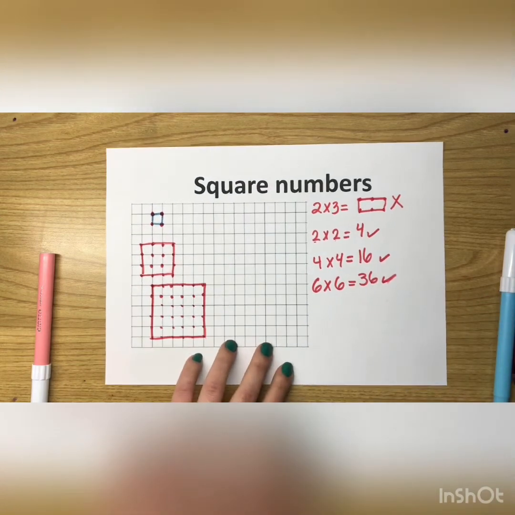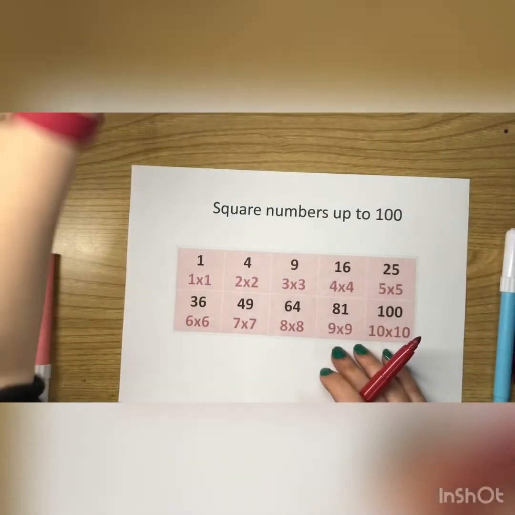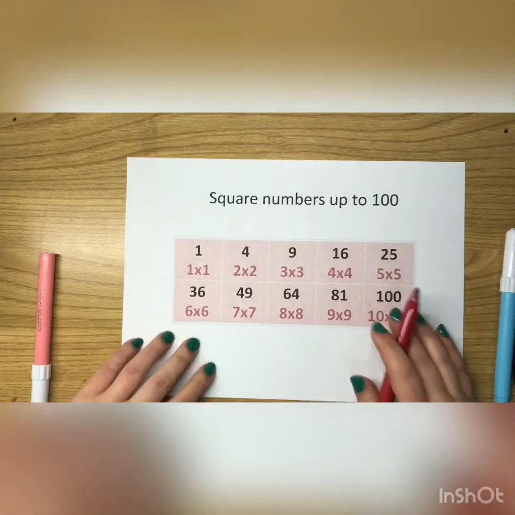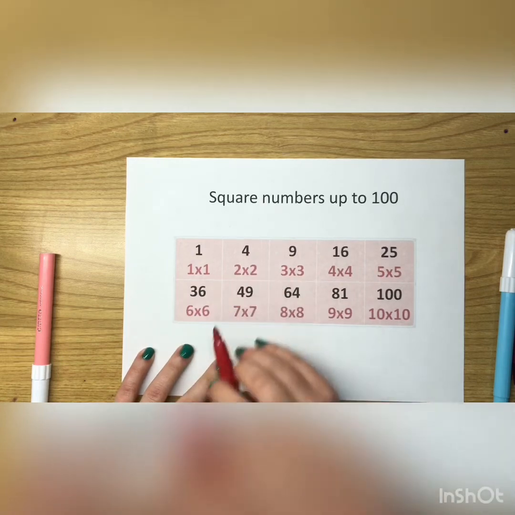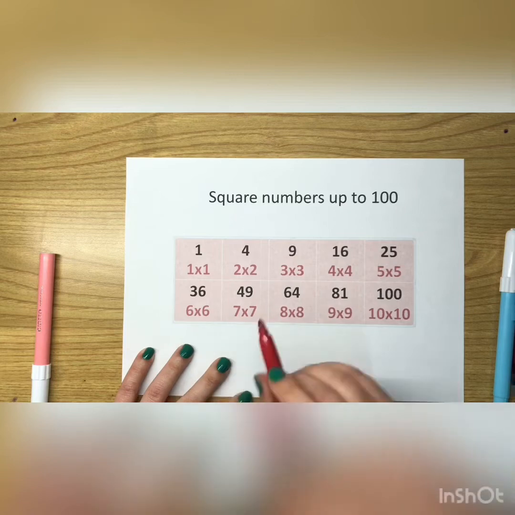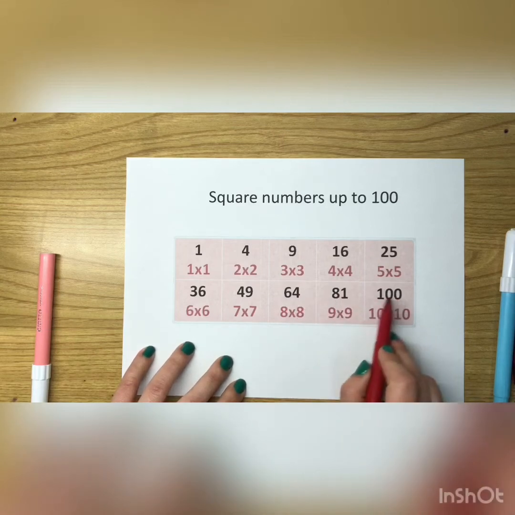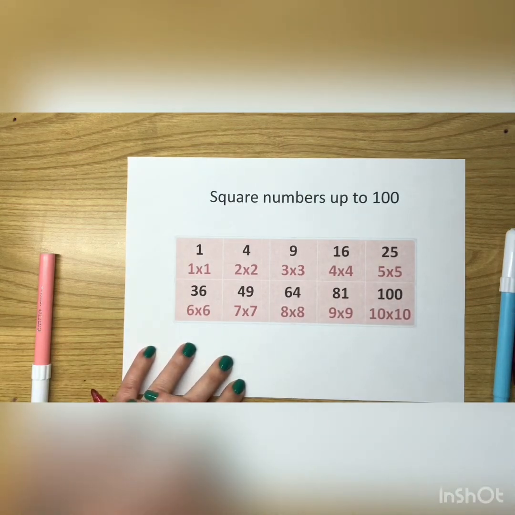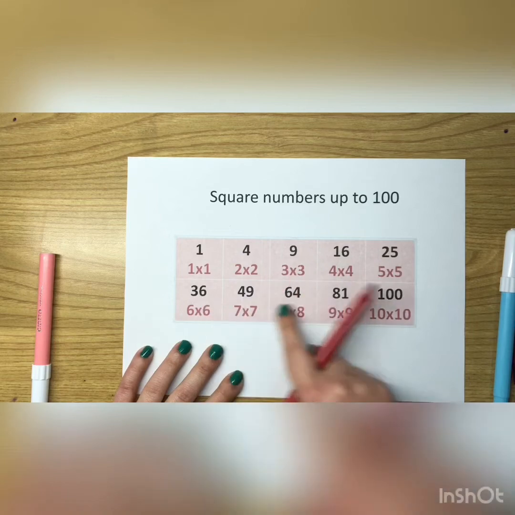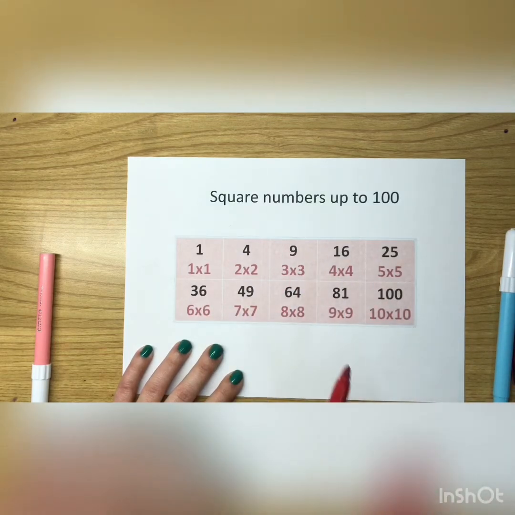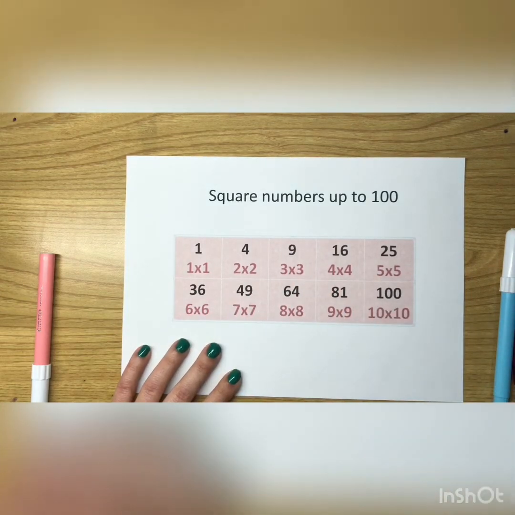Now I'm going to show you a list of square numbers up to 100. When you multiply 1 by itself, you get 1. When you multiply 2 by itself, you get 4. Multiply 3 by itself, you get 9. So 1, 4, 9, 16, 25, 36, 49, and so on. All of these are called square numbers, and we have infinitely many, but for grade 4, it's enough for you to know all square numbers up to 100 by heart.